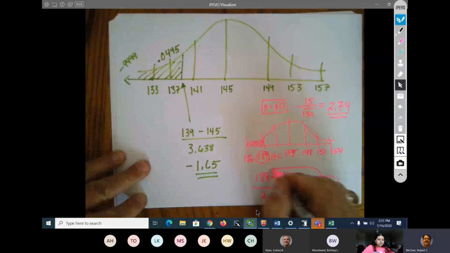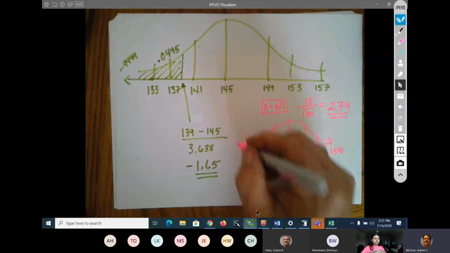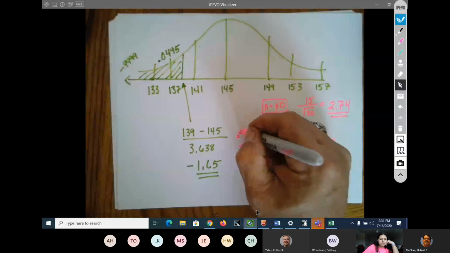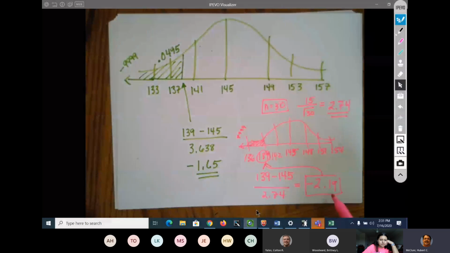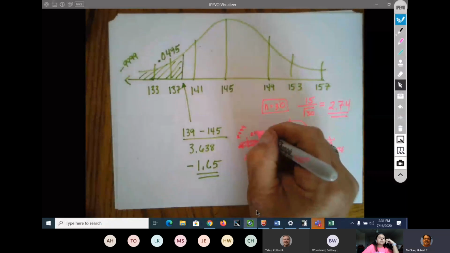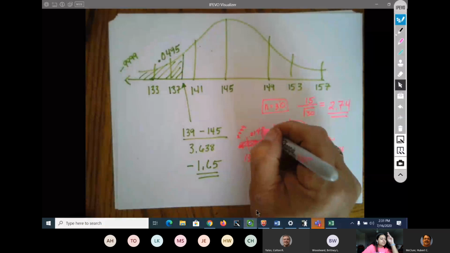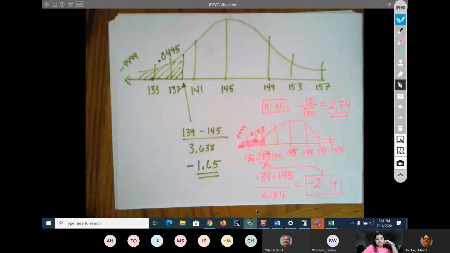And that's your z-score. And when you go from negative 9999 to negative 2.19, this area right here is going to come out to be 0.0143. And that is your answer to the last part.